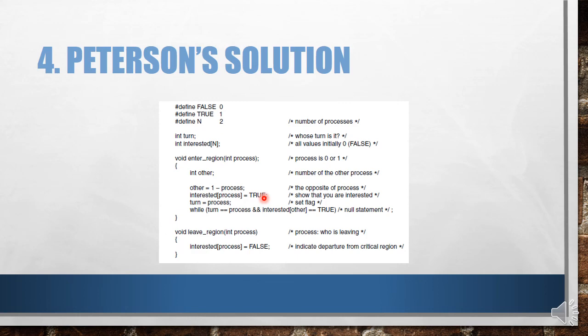When both processes come to the while statement here, process 0 executes it 0 times and enters its critical region. Process 1 loops and does not enter its critical region until process 0 exits its critical region.